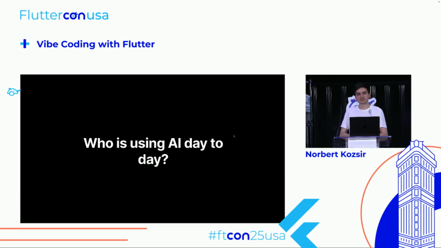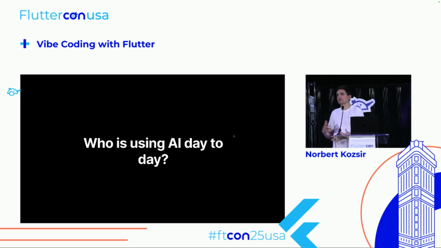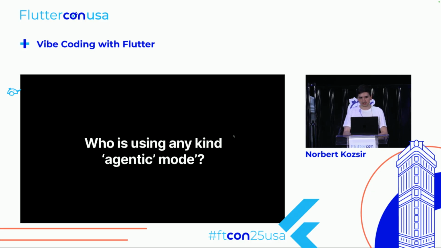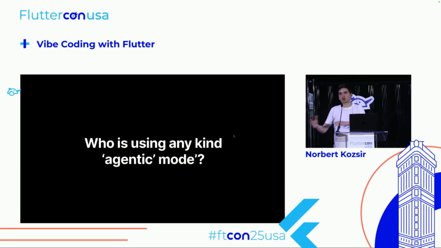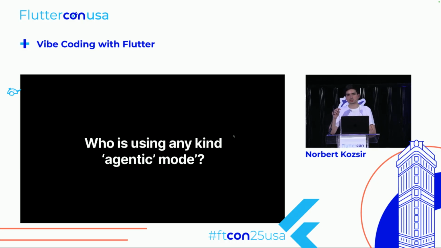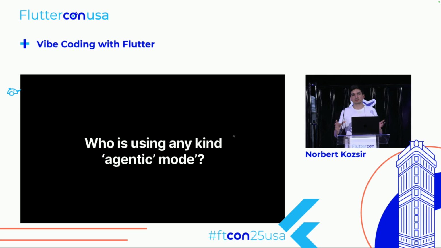That's good. Who is using AI day to day? Like who already has any form of AI integrated into their workflow? That could be ChatGPT, that could be Cursor or some other thing. Awesome. Who's using any kind of agentic mode? So this is becoming a bit more specific. With agentic mode, I mean you don't necessarily copy prompts back and forth. You don't use just tab to complete, but you use some IDE where an agent works on its own. So I saw a couple of hands.